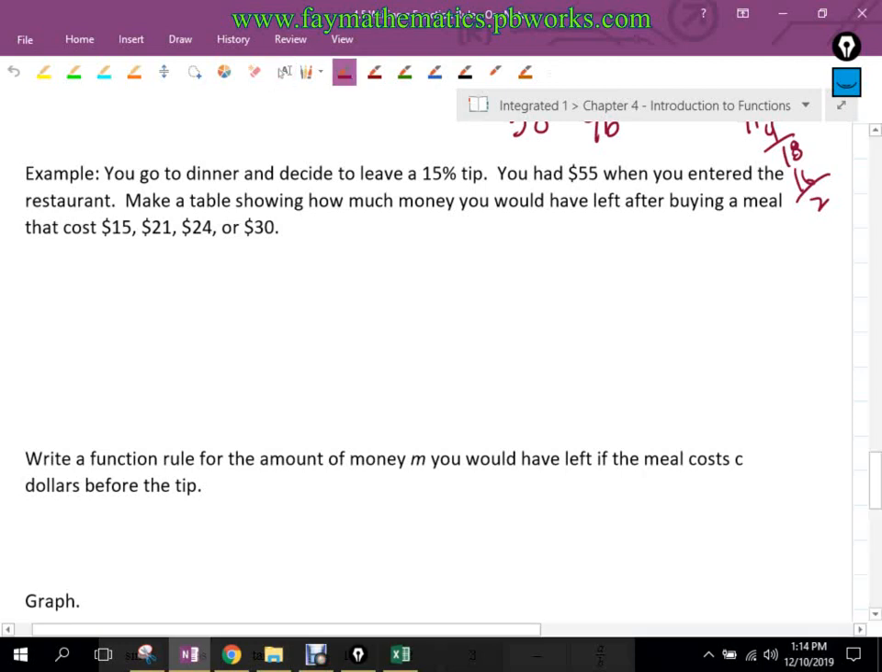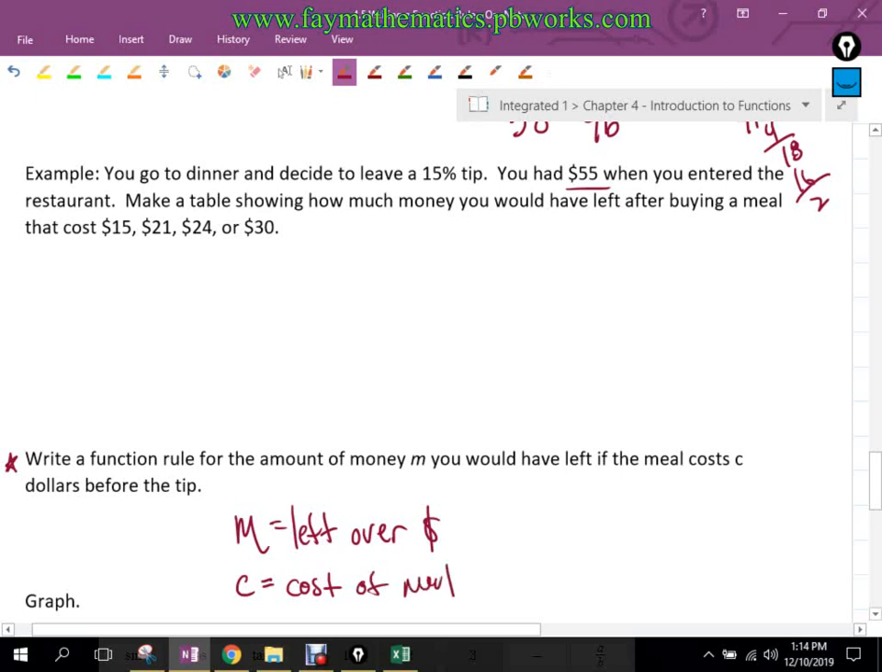If we look at this idea, it says you had $55 when you entered the restaurant. It says make a table showing how much money you would have left after buying a meal that costs $15, $21, $24, $30. So it's the money left over. I'm actually going to do the one down at the bottom first because that's easier for writing my table. It says write a function rule for the amount of money, M, that you would have left over, if the meal costs $C. So M is our leftover money, and C is the cost of the meal.